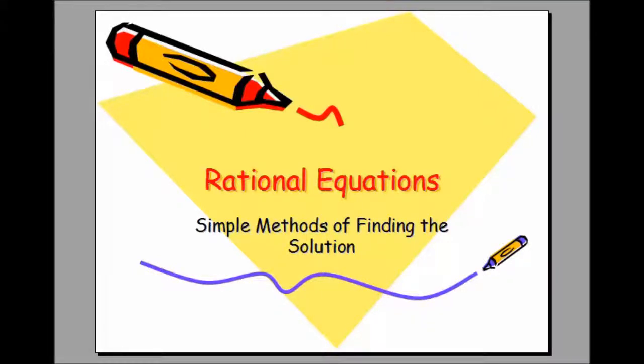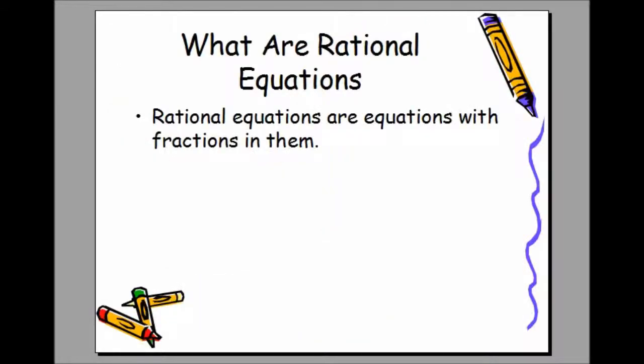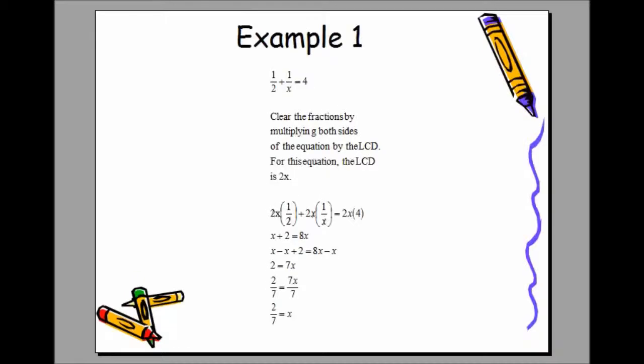This section contains information on rational equations and simple methods of finding the solution. What are rational equations? Rational equations are equations with fractions in them. Here's an example. 1/2 plus 1 over x equals 4.